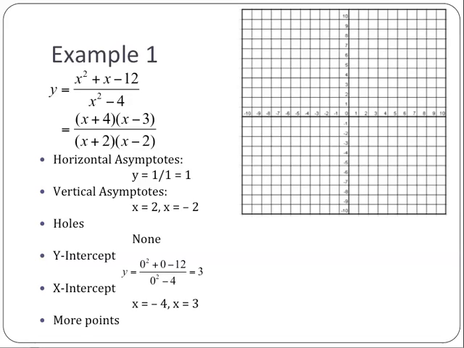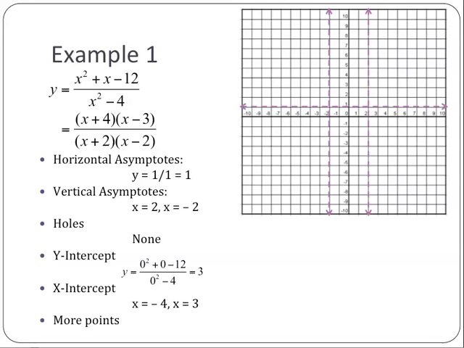Now I've left this last part here as more points, and this is just if you feel like you don't have enough information to sketch your graph, you can always plug in more points. Let's start with what we have. So we have a horizontal asymptote at y equals 1, so I'm going to draw that in. We have 2 vertical asymptotes, one at x equals 2 and one at x equals negative 2. So we'll draw both of those in.